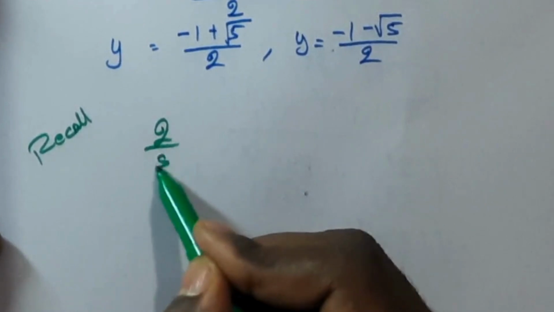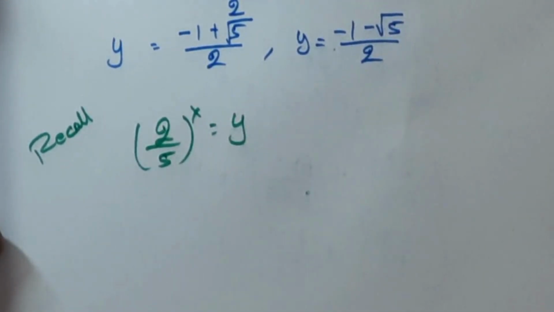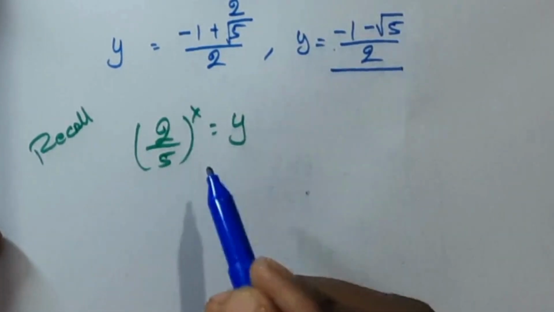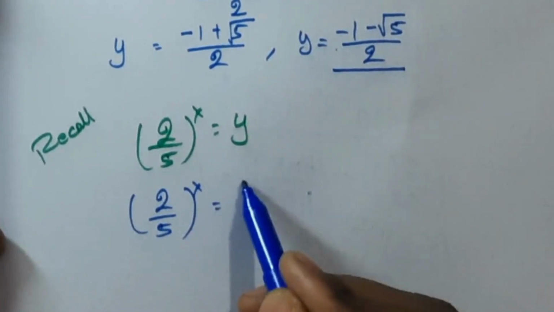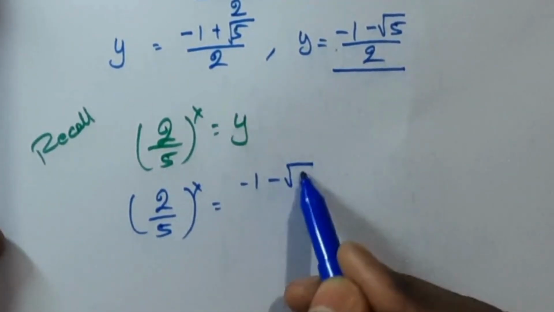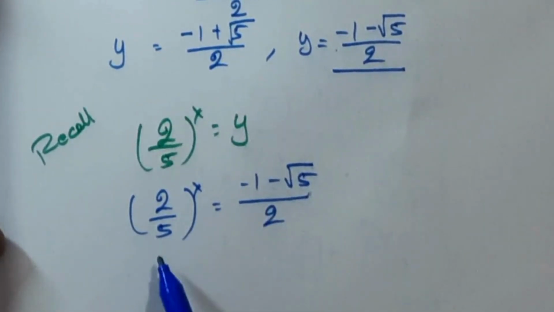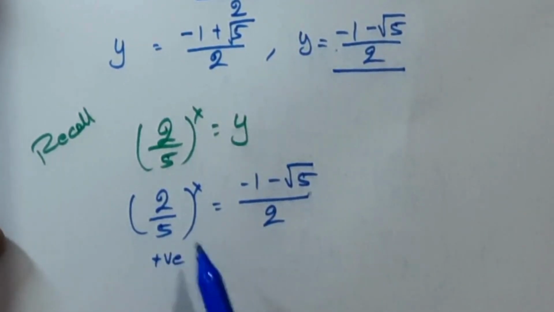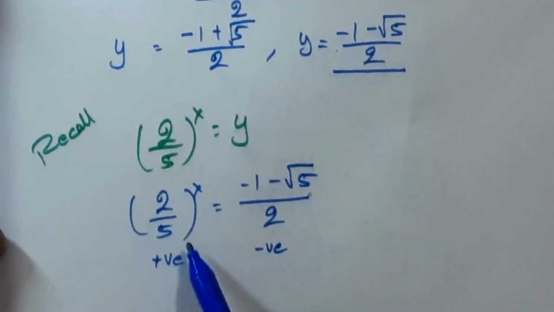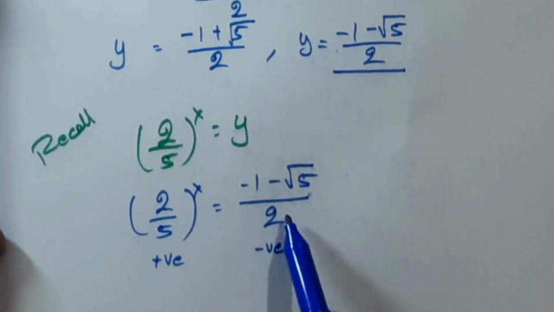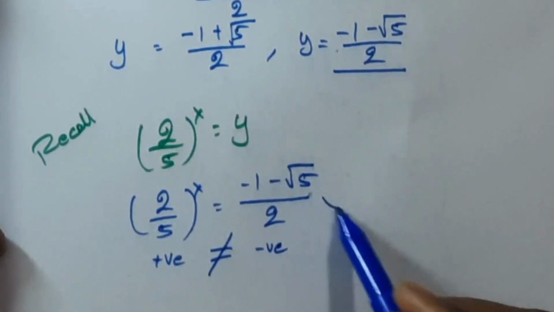Recall 2 by 5 whole power x equal to y. We are going to apply this y here. This negative y we are taking first. 2 by 5 whole power x equal to minus 1 minus root 5 by 2. If you see, this is a positive number and this is a negative number; this is greater than 0, this is less than 0. So it is not equal. So we are not going to take this as a real number.